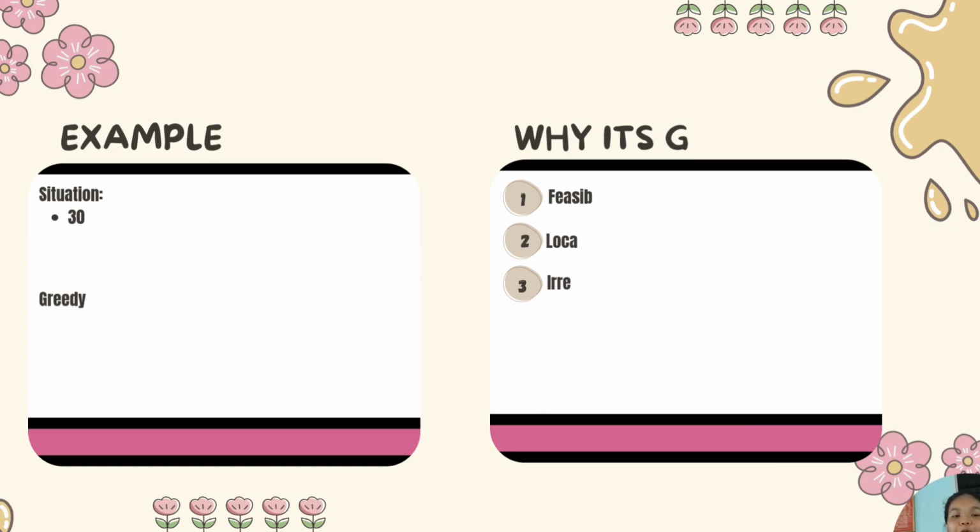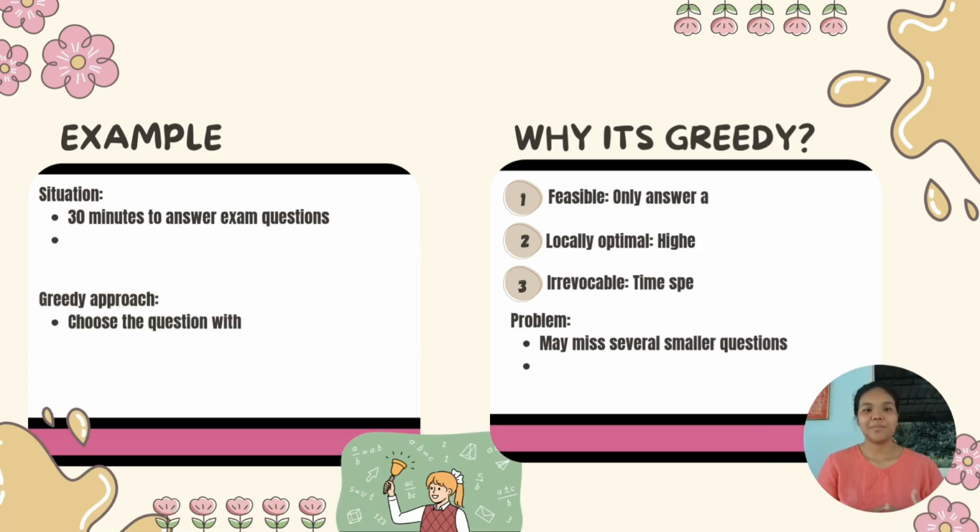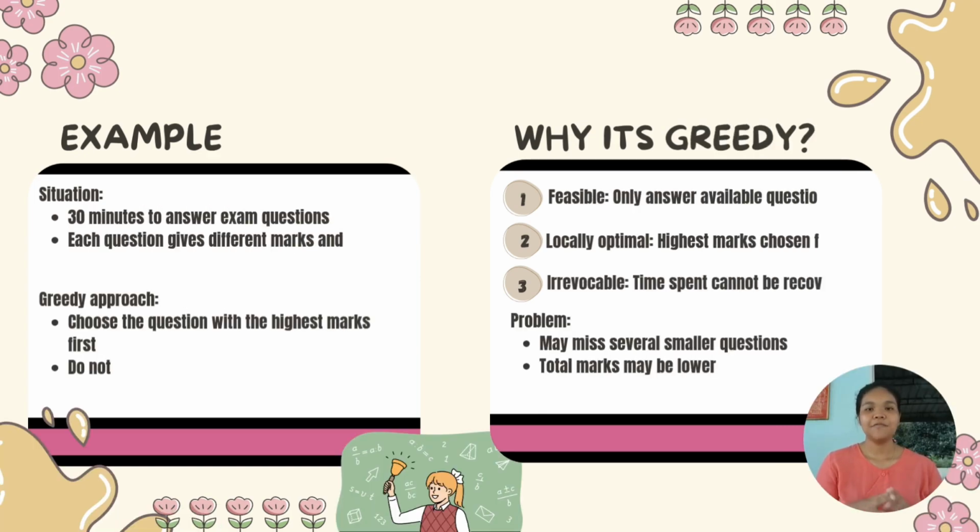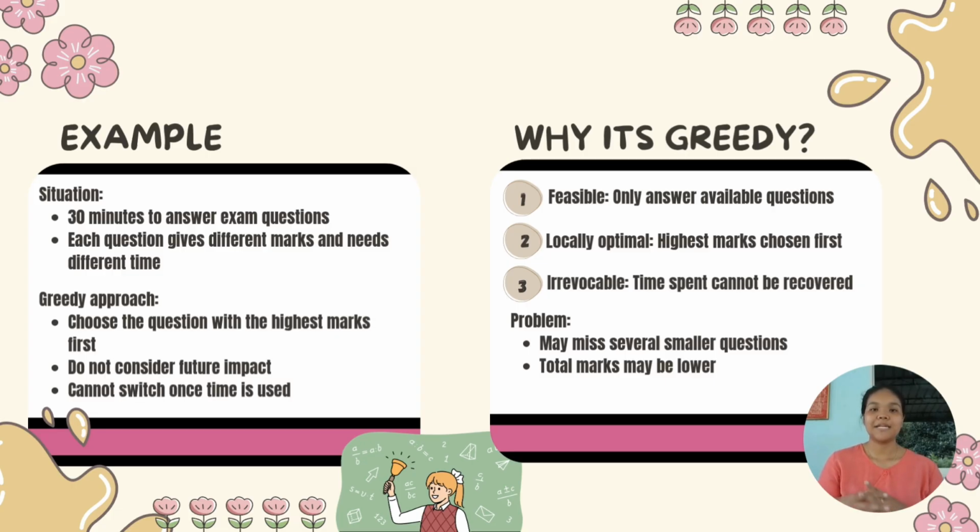To better understand the greedy technique, let's look at a simple example. Imagine that you are sitting for an exam and you have limited time. Each question has different marks and requires a different amount of time to finish. A greedy approach would immediately choose the question with the highest mark first because it appears to give the biggest reward at that moment. This decision is considered greedy because it satisfies all three greedy conditions.